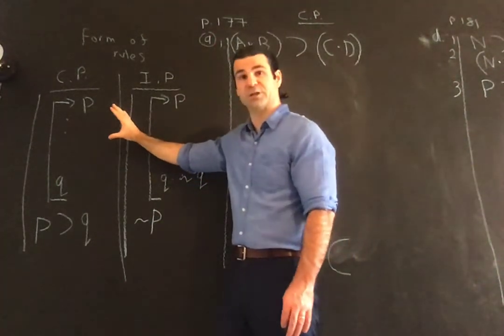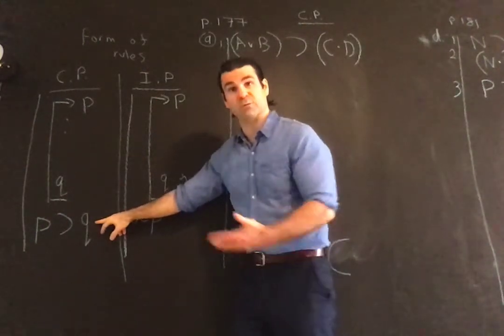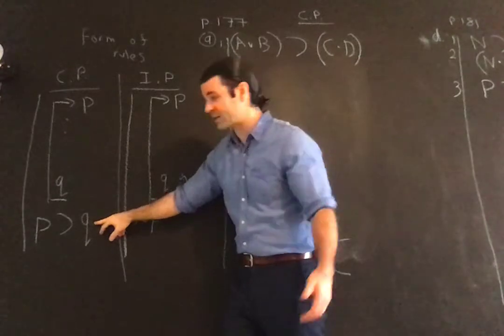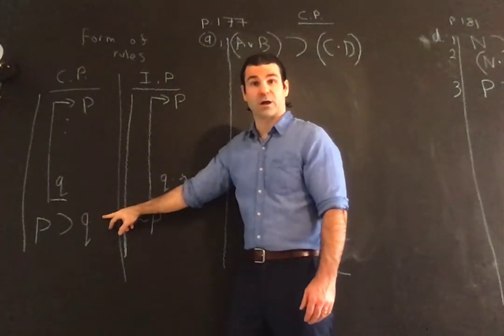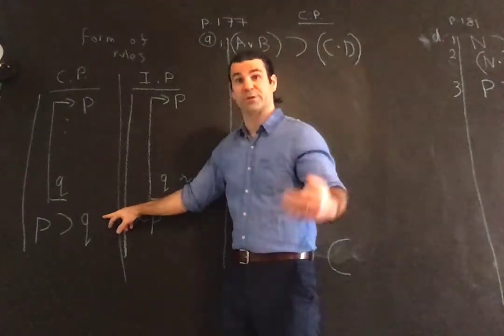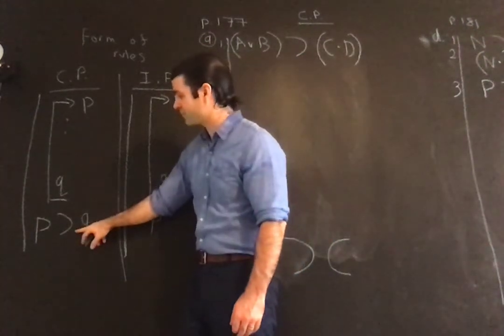This is the form for conditional proof. You need to derive a conditional. You look at your conclusion, in the paradigm case, and you see that it is a conditional. You think, okay, I need to derive a conditional. That is the appropriate time to use conditional proof. So I'll set up for conditional proof.